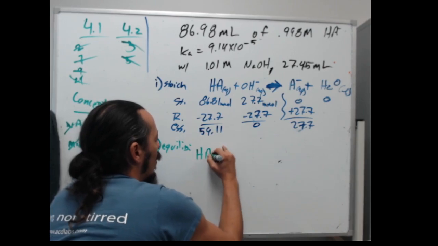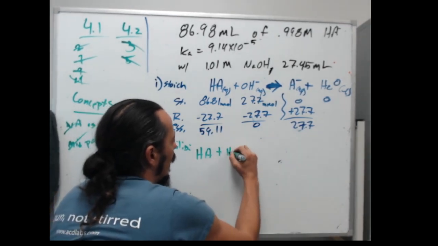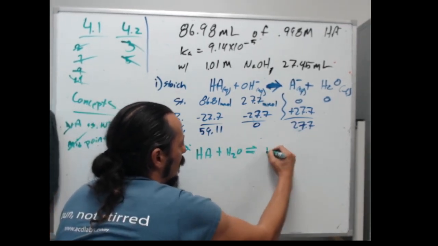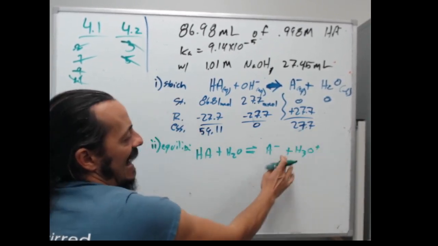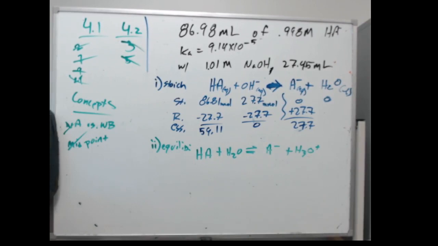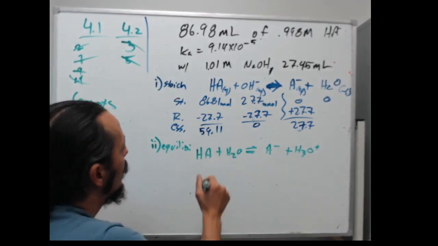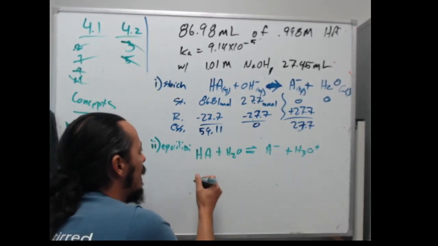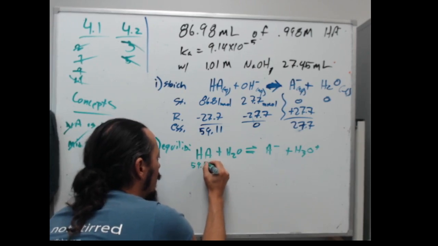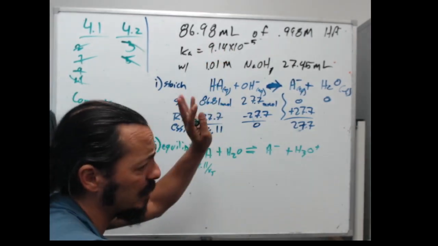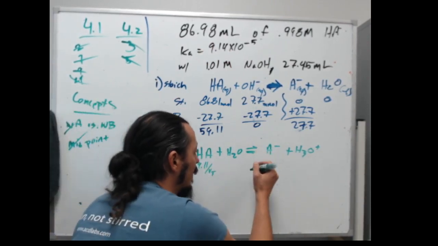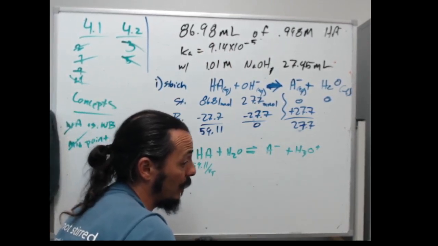So we're going to have our equilibrium be HA plus H2O goes to A minus plus H3O plus. And we like this one because it gets us the H3O plus, which is going to get us pH. My HA, I'm going to do a little cheeky thing here. 59.11 divided by volume total. I could calculate the volume total, but I'm going to do a little tricky thing that I really like. That's going to be really useful in the future.